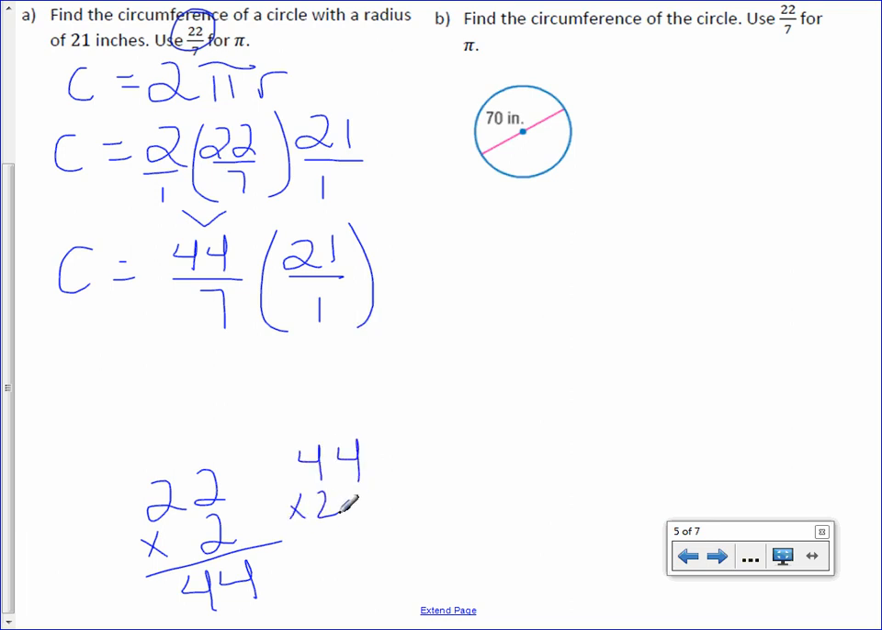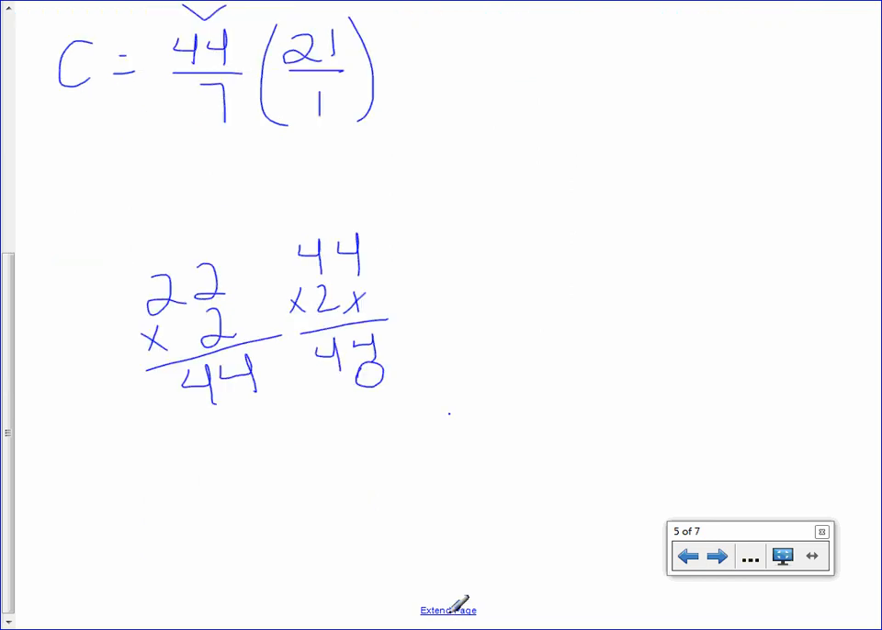44 times 21. 1 times 4 is 4. 1 times 4 is 4. Put a placeholder. 2 times 4 is 8. And 2 times 4 is 8. Add them up. We get 924. So C equals 924. That's just the numerator.